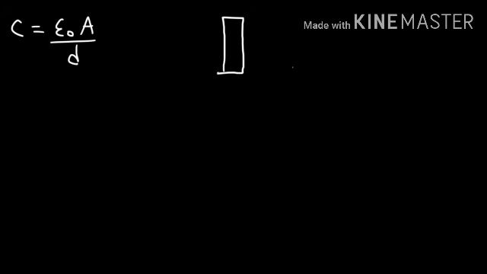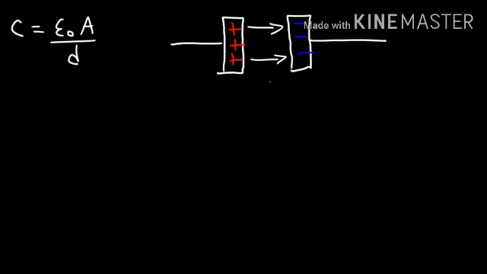So let's draw the picture of a capacitor. Here are the two metal plates. One of the plates is going to have a positive charge, and the other plate is going to be negatively charged. And so there's going to be an electric field that flows from the positive plate and points towards the negative plate. And these two plates are separated by a distance d.